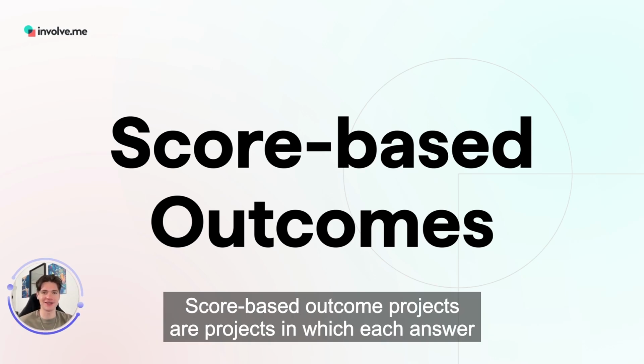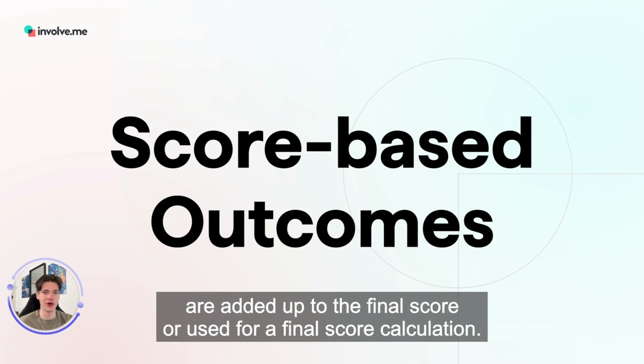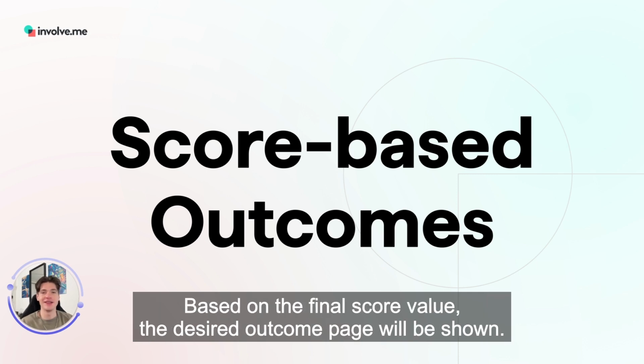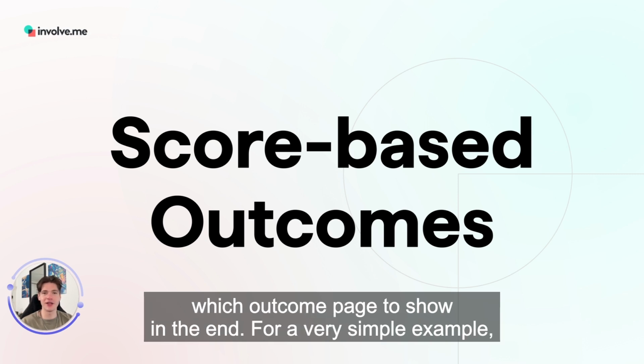Score-based outcome projects are projects in which each answer has a numeric value assigned to it. These values are added up to the final score or used for a final score calculation. Based on the final score value, the desired outcome page will be shown. You can map score ranges to outcome pages in order to define which outcome page to show in the end.